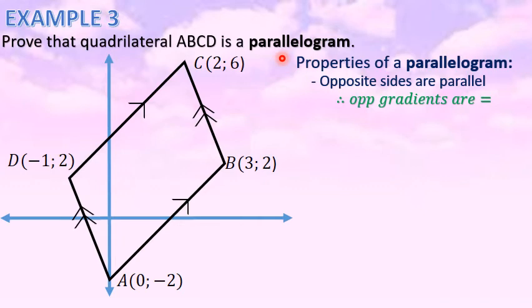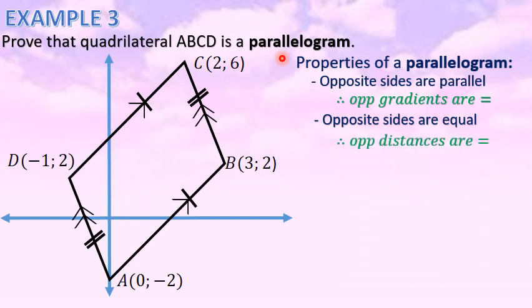How else could we prove, using these coordinates, that this quadrilateral is in fact a parallelogram? What about the distance formula? Because opposite sides of a parallelogram, you know, are equal to each other. So if you go and find the distance of BC and then the distance of AD, they should be the same. The distance of CD should be the same as the distance of AB. And if you have two pairs of matching distances, we can conclude, or we have then proven, that quadrilateral ABCD is a parallelogram.